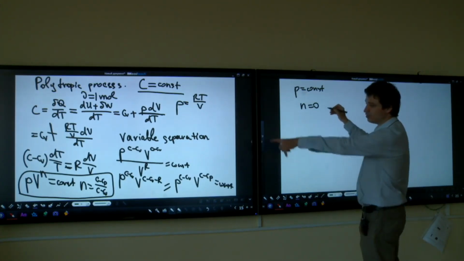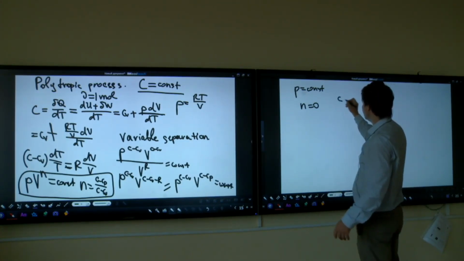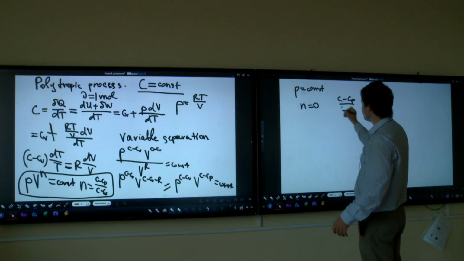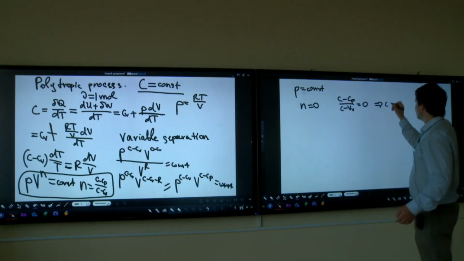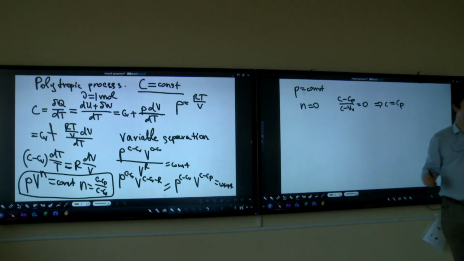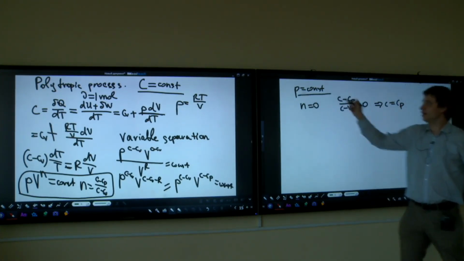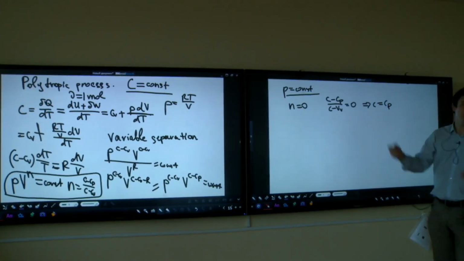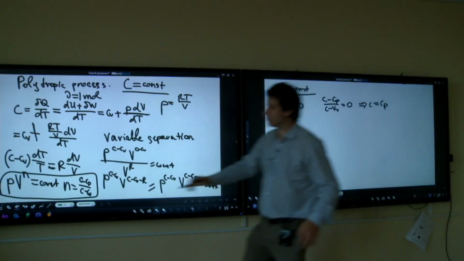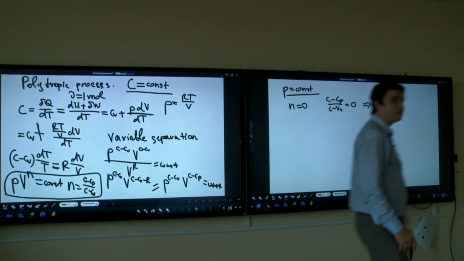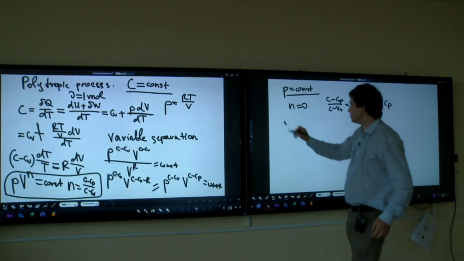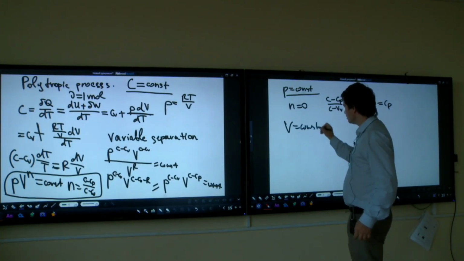So let's calculate this heat capacity. C minus Cp over C minus Cv is 0, so C equals Cp. That's how it should be, because the isobaric process is one of the particular examples of the polytropic process with n equal to 0. Another example is V equals constant.